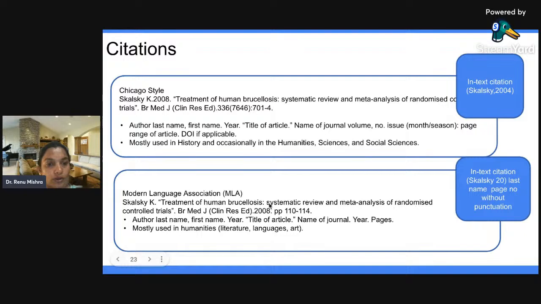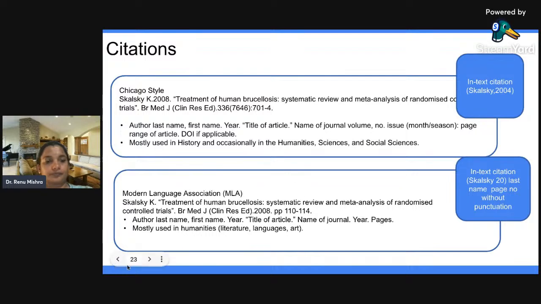MLA style, Modern Language Association. Last name, first name, year, and other details. The in-text citation is Skeleski 20: last name, no comma, and the page number without punctuation. Last name and the page number on which the citation is being given.